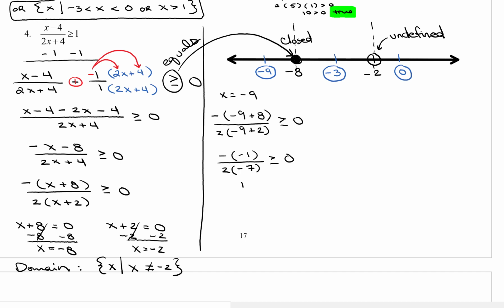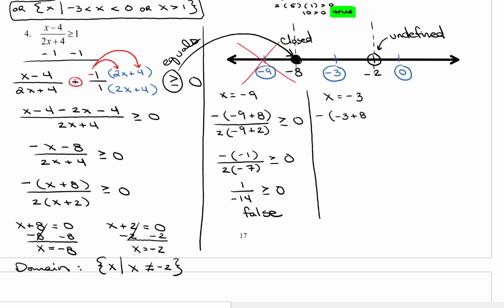What do you guys think? Do you guys think this is greater than or equal to 0? So I get negative 1/14. And is that greater than or equal to 0? No, that's false. I don't want to include that interval in my solution set, so I'm going to make sure I cross it out so that I don't accidentally include it.